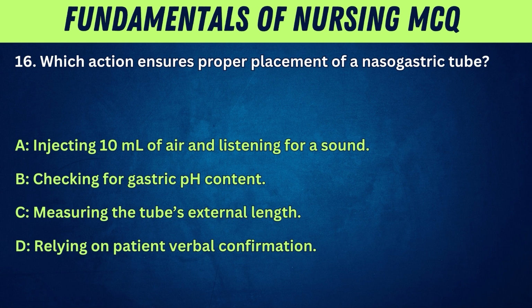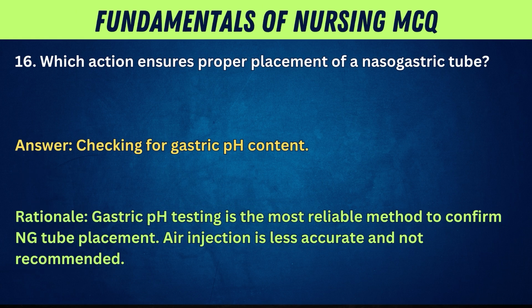16. Which action ensures proper placement of a nasogastric tube? A. Injecting 10 milliliters of air and listening for a sound. B. Checking for gastric pH content. C. Measuring the tube's external length. D. Relying on patient verbal confirmation. Answer. Checking for gastric pH content. Rationale. Gastric pH testing is the most reliable method to confirm NG tube placement. Air injection is less accurate and not recommended.